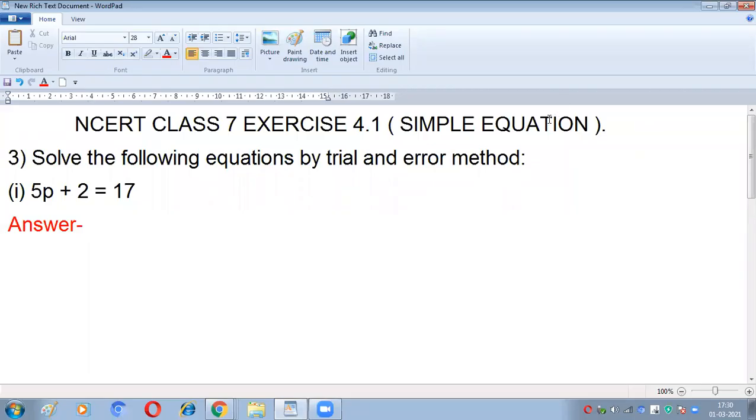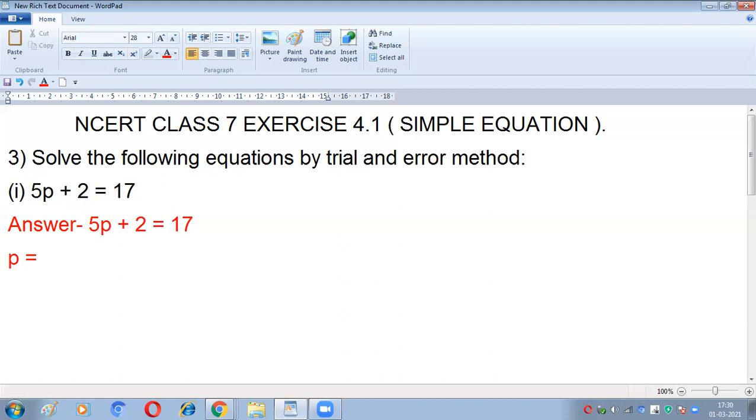Today I will explain you exercise 4.1 of chapter 4, that is simple equation. So now we'll solve question number 3, and question number 3 is solve the following equations by trial and error method. So our first equation is 5p plus 2 is equal to 17. Okay, here we have to find p.